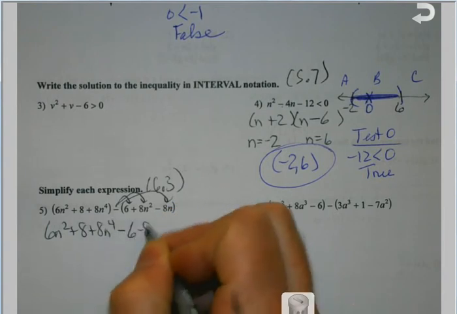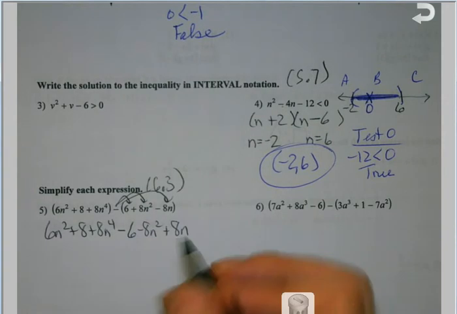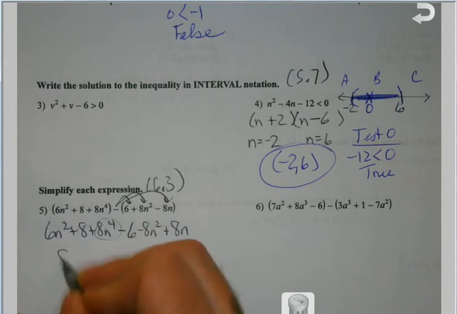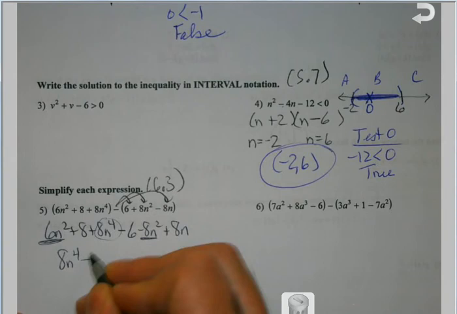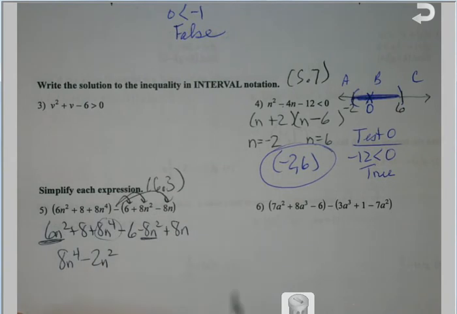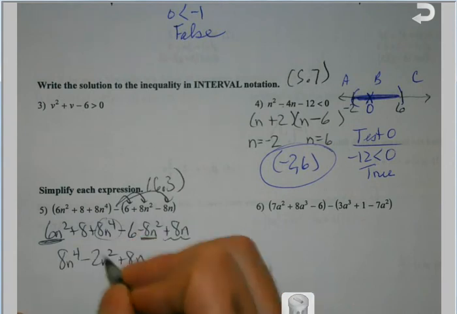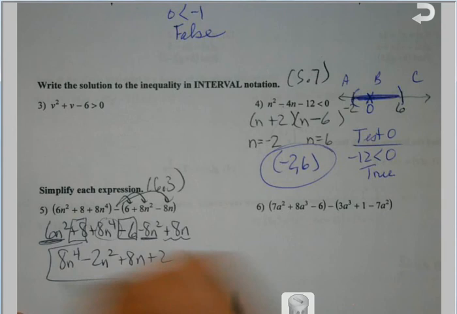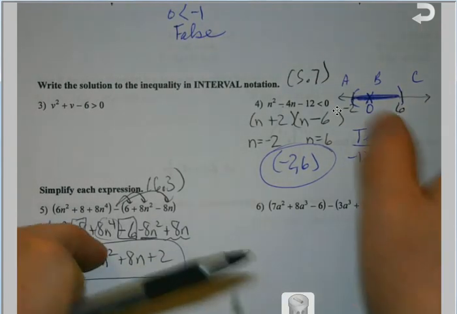So we change signs on everything in the second set of parentheses. Then we go looking for the biggest exponent because we want to write this in standard form. So 8n to the fourth, 6n squared minus 8n squared, negative 2n squared, plus 8n, and then positive 8 minus 6 is positive 2. And I'm set. So we'll take a flip over to the other side.